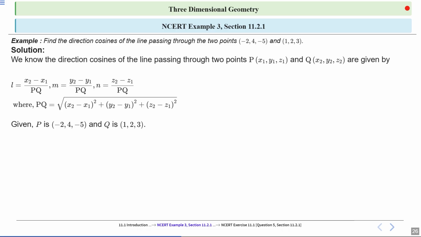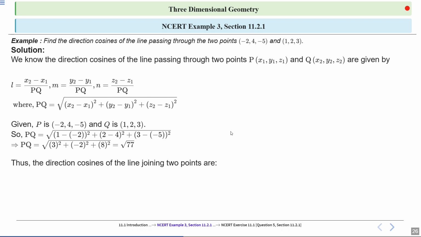Given here, P is (-2, 4, -5) and Q is (1, 2, 3). So we will use these values for x1, y1, z1 and x2, y2 and z2 in our calculation. So PQ equals square root of (1 minus (-2)) whole square plus (2 minus 4) whole square plus (3 minus (-5)) whole square. It implies PQ equals square root of 3 whole square plus (-2) whole square plus 8 whole square, equals square root of 77.